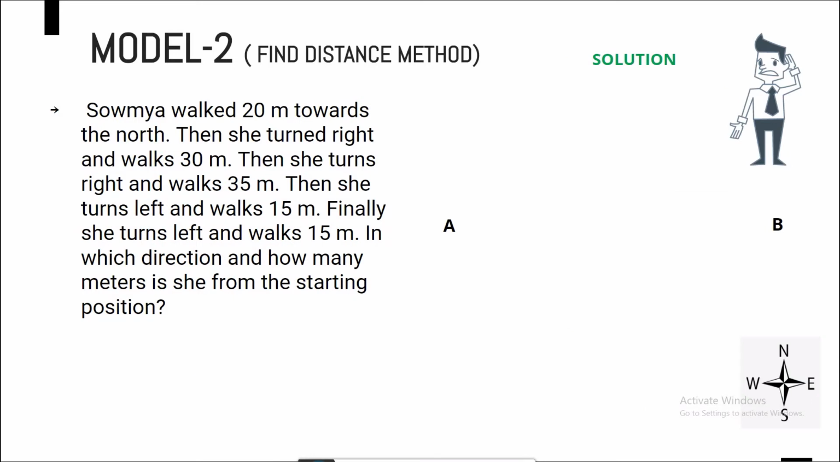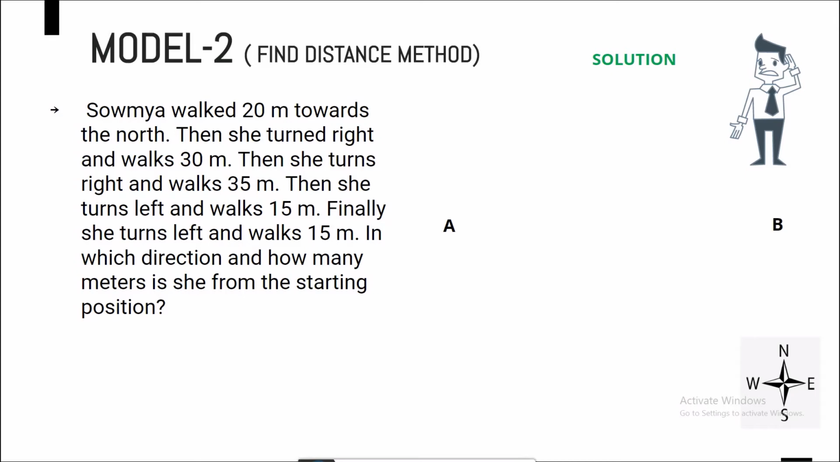Model 2. This problem is under distance method. Soumya walked 20 meters towards the north. Then she turned right and walks 30 meters. Then she turned right and walks 35 meters. Then she turned left and walks 15 meters. Finally, she turned left and walks 15 meters. In which direction and how many meters is she from the starting position?